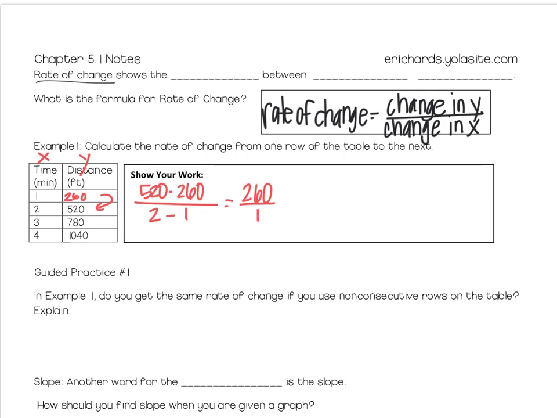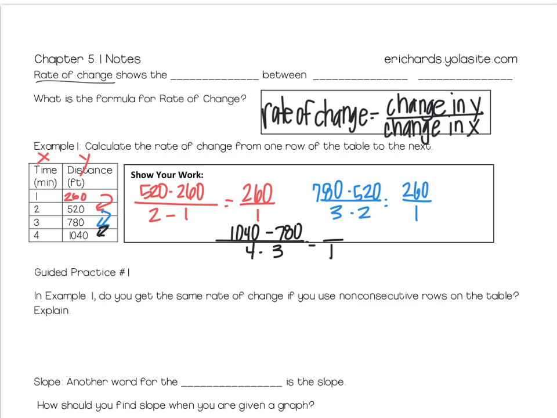Now we're going to do the next group from 520 to 780. So we'll do 780 minus 520 over 3 minus 2, which is 260 over 1. And I could do it a third time from 780 to 1040, and 4 minus 3, which is 1. And then that's 260 over 1 again. So the rate of change for this is 260 feet per 1 minute, which also happens to be a unit rate.